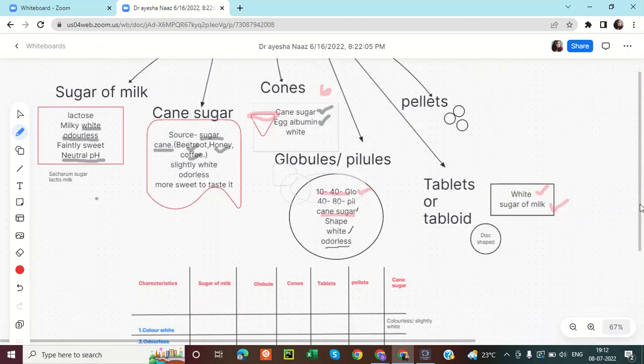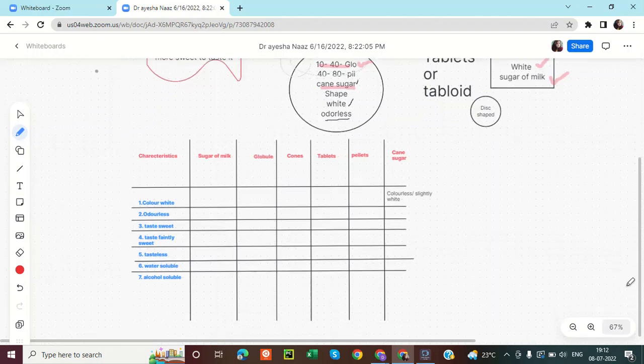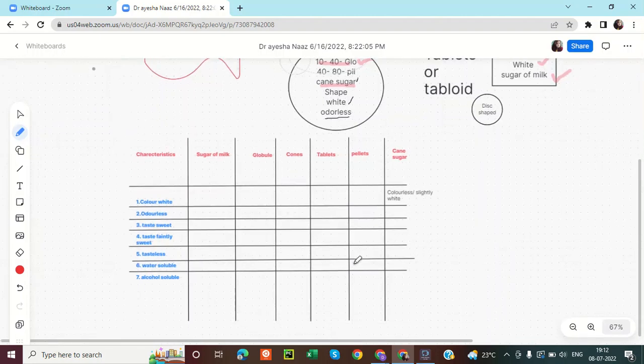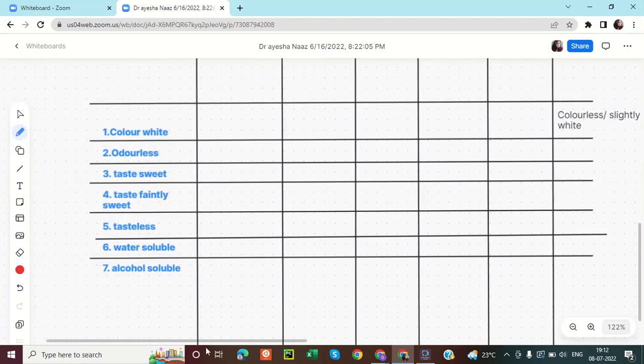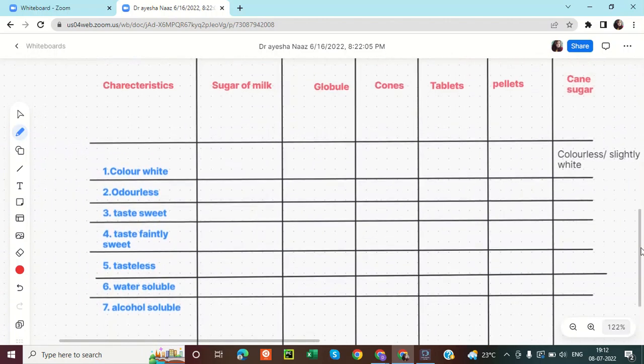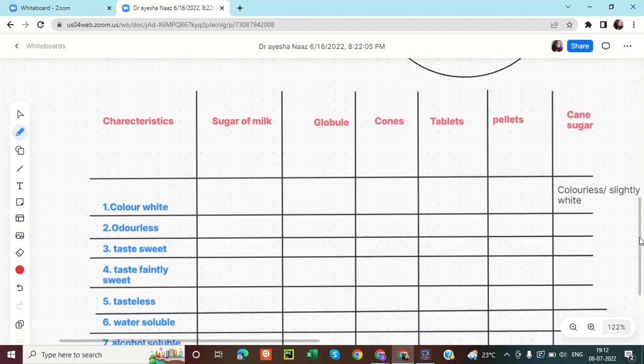I will compare all these vehicles in this chart form. Zoom it. This is good. Yeah. So I will compare all.